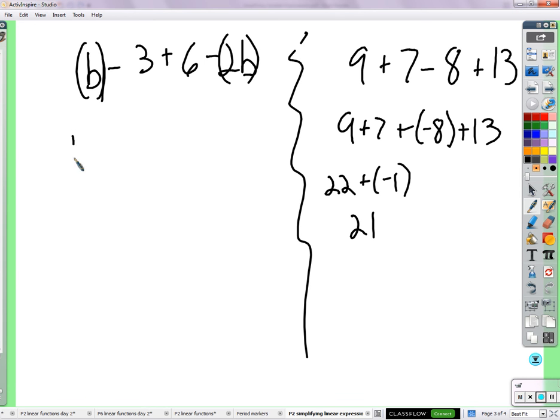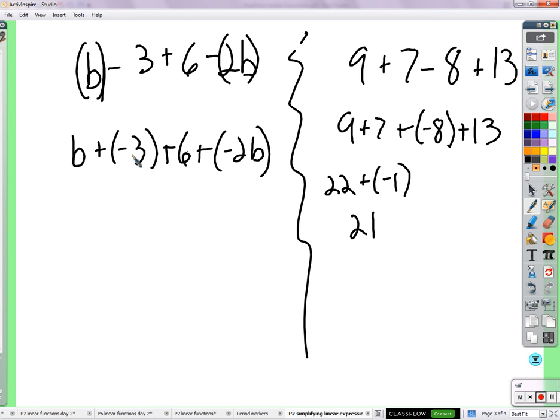You can say, I can write this as b plus negative 3 plus 6 plus negative 2b. Okay, now I'm really just adding up a bunch of numbers. Okay, I see this as one little unit there, because it's multiplied together, and as Caden said, we'd have to multiply those together before we could move forward with that.